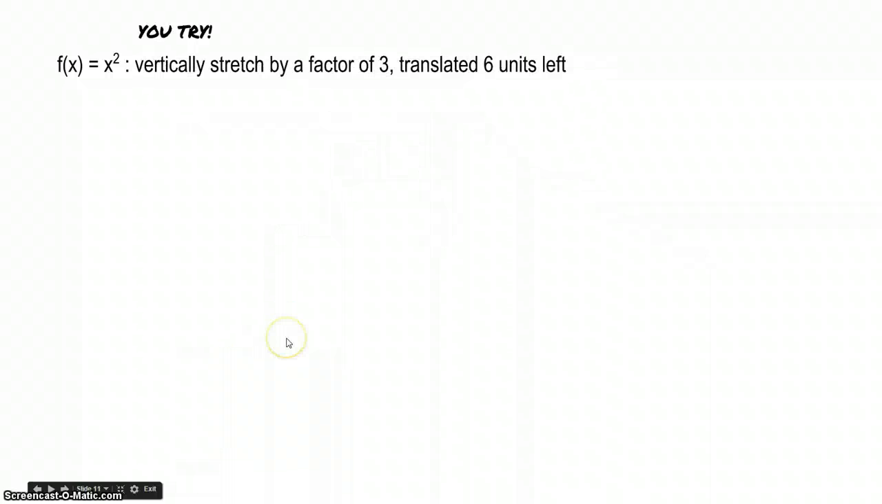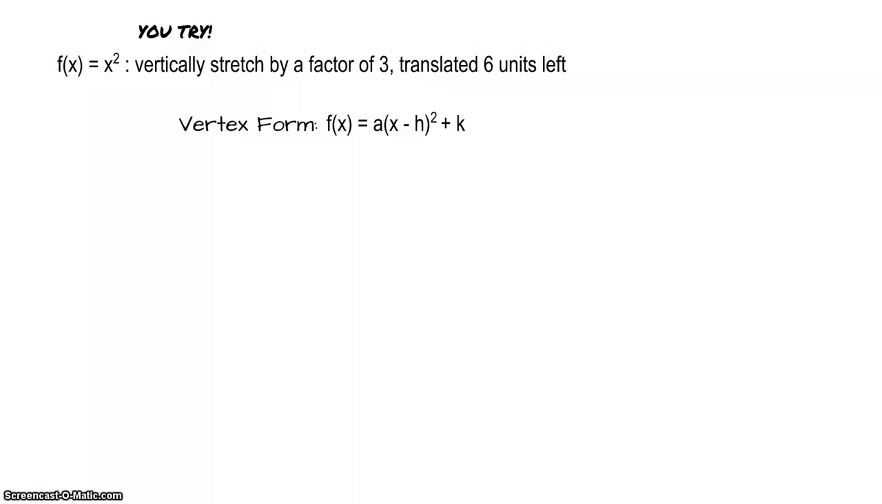Substitute in. You try. One last one for you to try. F of x equals x squared. You're going to vertically stretch by a factor of 3 and translate 6 units left. There's vertex form. Give it a try. Decide if you can figure out what A equals, figure out what H equals, and figure out what K equals. And then write the equation. You can do this. I know you can. Push pause and make it happen.